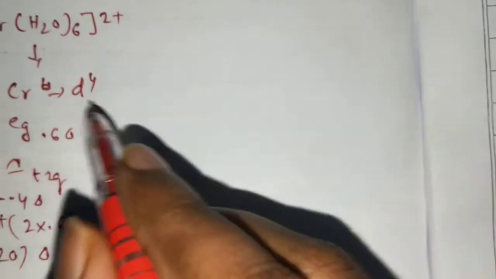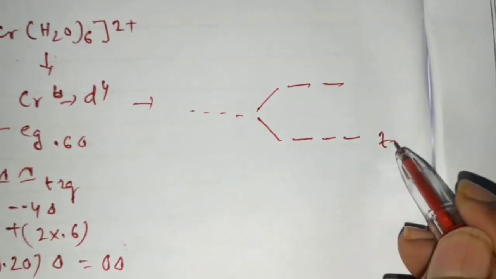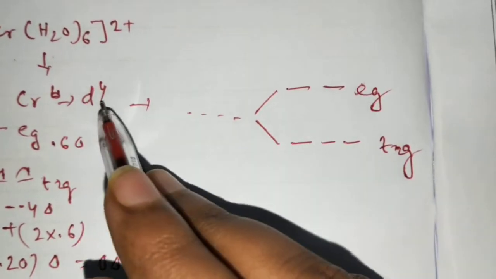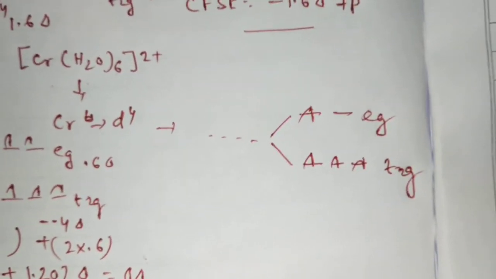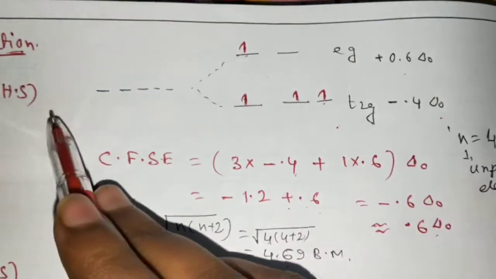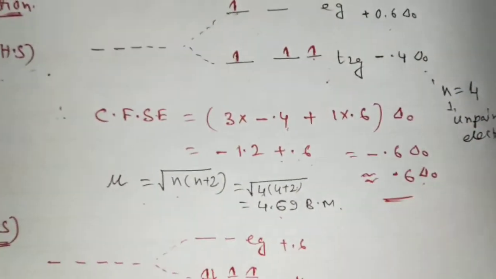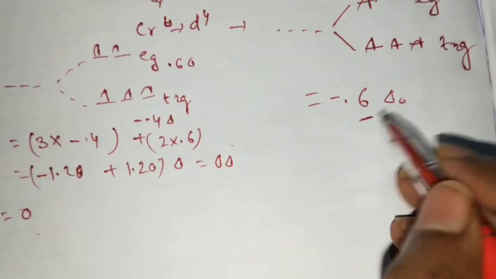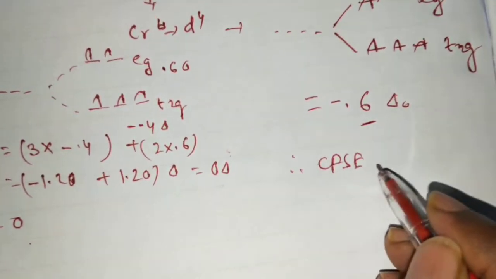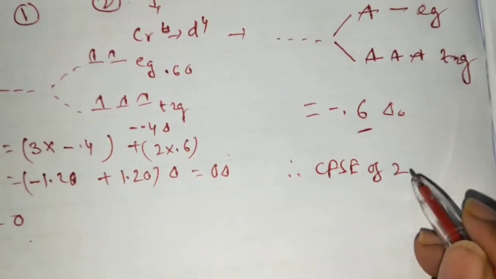In the case of Cr 2+, which has 4 electrons in t2g and eg, due to the weak field the electrons fill 1, 2, 3, 4 as high spin. We already calculated the same type: the C.F.S.E is minus 0.6 delta. Since Mn 2+ has zero C.F.S.E and Cr 2+ has minus 0.6 delta, the C.F.S.E of complex 2 is greater than that of complex 1.